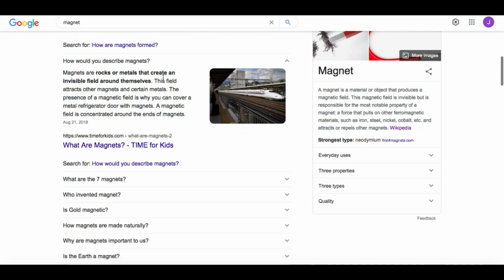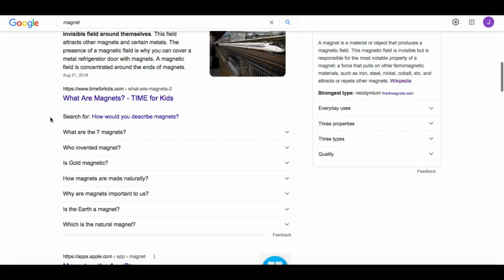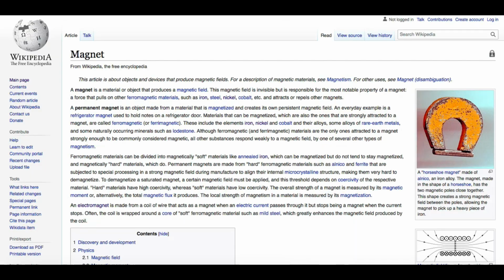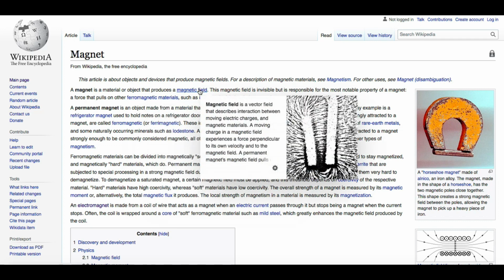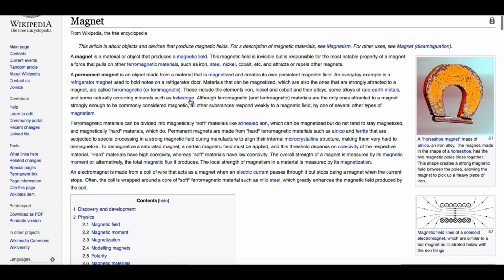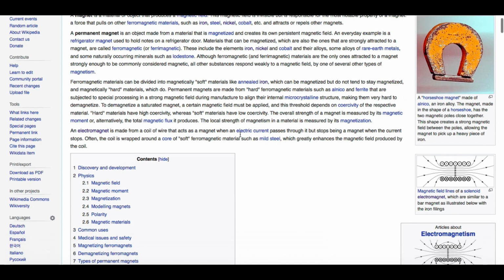Magnets are rocks or metals that create an invisible field around themselves. That's not an explanation. Those things are just descriptions. So we have to be careful to distinguish between a description and an explanation. So a magnet produces a magnetic field. Duh. Okay, you're just defining it, and that's fine. But you're not explaining anything. Okay. Ferromagnetic materials. And then we have permanent magnets, and then we have electromagnets, which have a current that passes through the coil, and then it's going to exhibit magnetism.